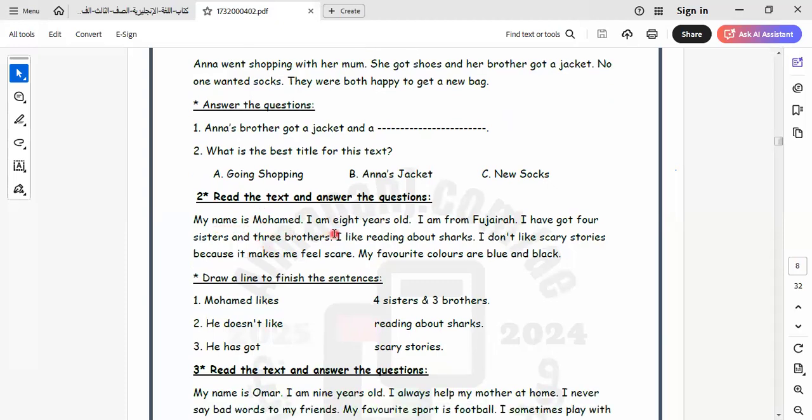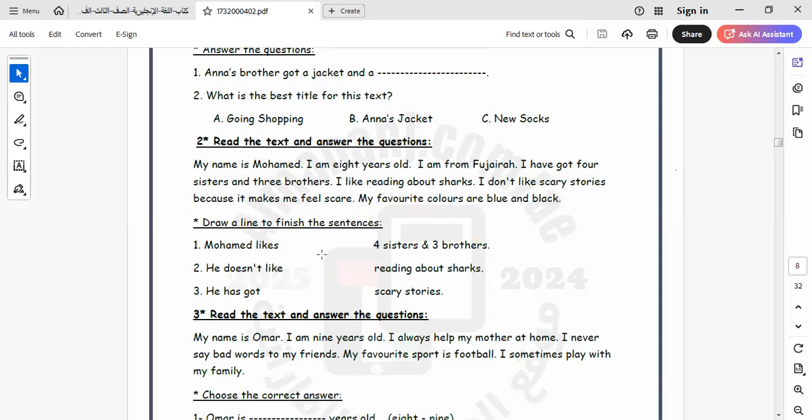My name is Muhammad. I'm 8 years old. I'm from Fujairah, in the Emirates. I have got 4 sisters and 3 brothers. I like reading about sharks. I don't like scary stories, because they make me feel scared. My favorite colors are blue and black.